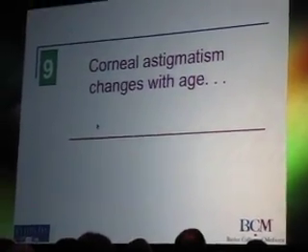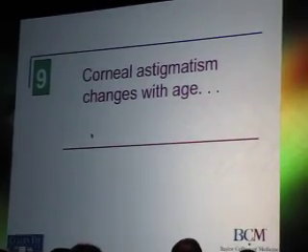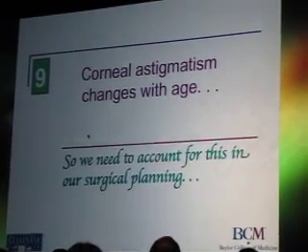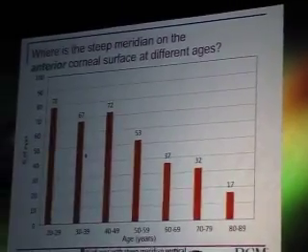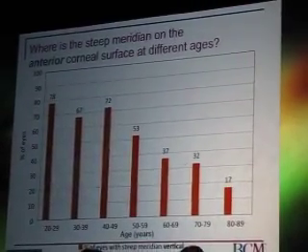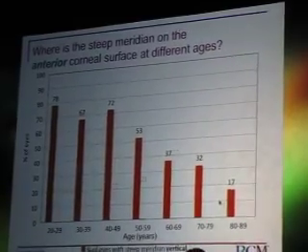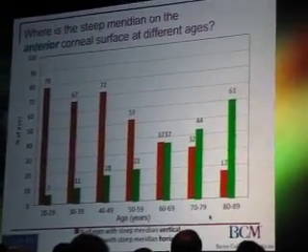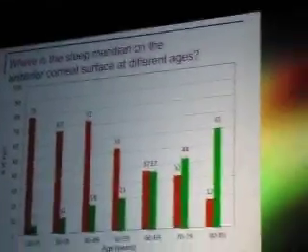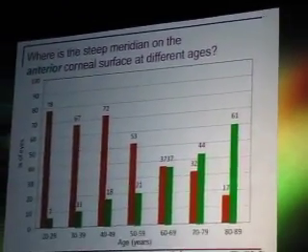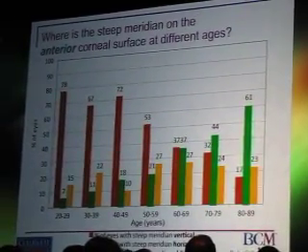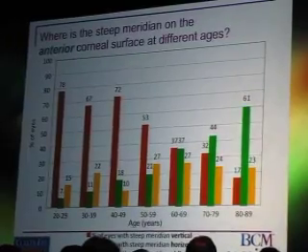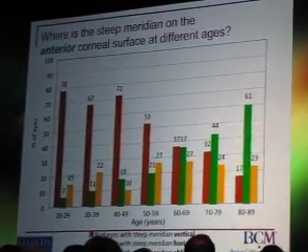Well, the story isn't complete because corneal astigmatism changes with age. So we need to account for this in our surgical planning. Now, where's the steep meridian on the anterior corneal surface at different ages? What happens to the front of the cornea as we get older? This is the percentage of eyes with the rule astigmatism, and that decreases over time. And concurrently, of course, the number of eyes that go against the rule increases proportionally. Personally, I've gone from astigmatism at 90 degrees to 180, and I've gone through all the oblique meridians, and that's what I think most of these obliques are. There certainly are some patients who clearly have oblique astigmatism that persists.